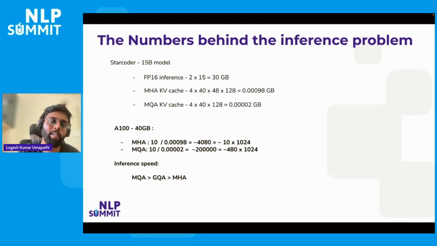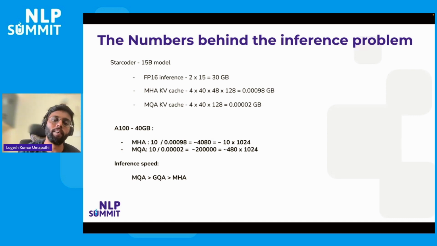For that, an FP16 inference, from the formula that we saw before, would take approximately 30 GB of memory. And for an equivalent multi-head attention model, the KV cache, from the formula we saw before, would be 2 into 2 times. This model has 40 layers and 48 heads, so 40 into 48, and the individual dimension of the head is 128. So it would take roughly about 0.0098 GB per token.